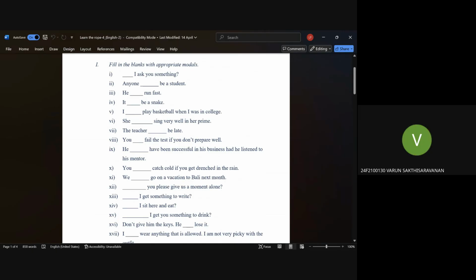Could can come as well. Yes, anyone could be a student. So if you're using could here, then what is it indicating? Possibility. Anyone could be a student. Yeah, correct.